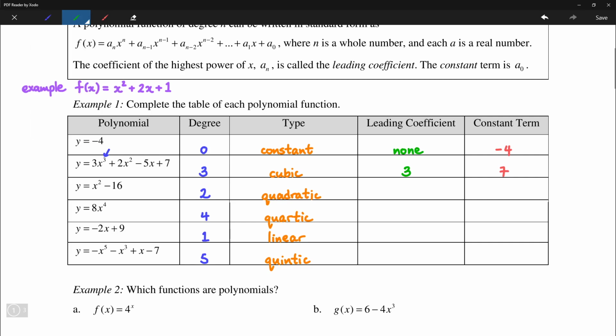And the leading coefficients, of course, are 1 in front of the x squared, 8, -2, and finally, -1. And then we have the constant terms of -16, 0, because there's no constant term, 9, and then -7. The reason why we are always going to be looking at the type of polynomial and the leading coefficient and the constant term is because it informs us as to what the shape of the graph of these polynomials will be.